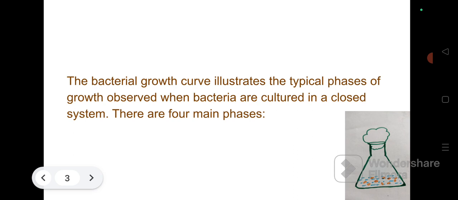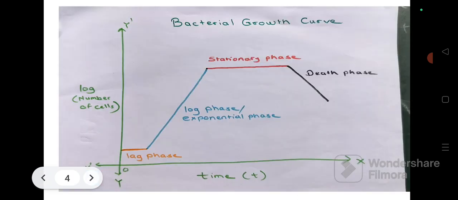So in this system, you get a growth of bacteria as shown in the next graph. This type of graph is called a bacterial growth curve, and the majority of bacteria show this type of growth curve. So the first phase is called the lag phase. The second phase is the log phase, also called the exponential phase. The third phase is the stationary phase, and the last phase is the death phase. So we will see the details of each phase.